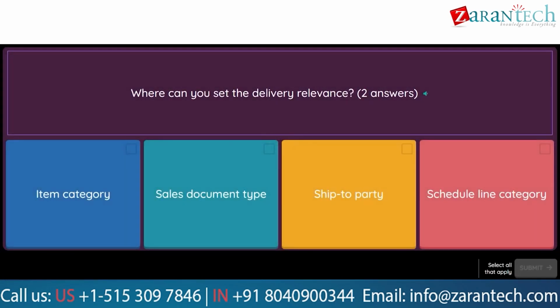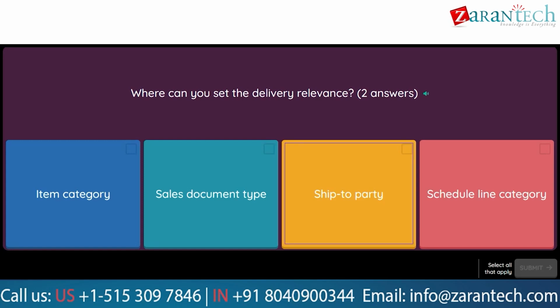Question: where can you set the delivery relevance? 2 answers. Option 1. Item category. Option 2. Sales document type. Option 3. Ship to party. Option 4. Schedule line category.